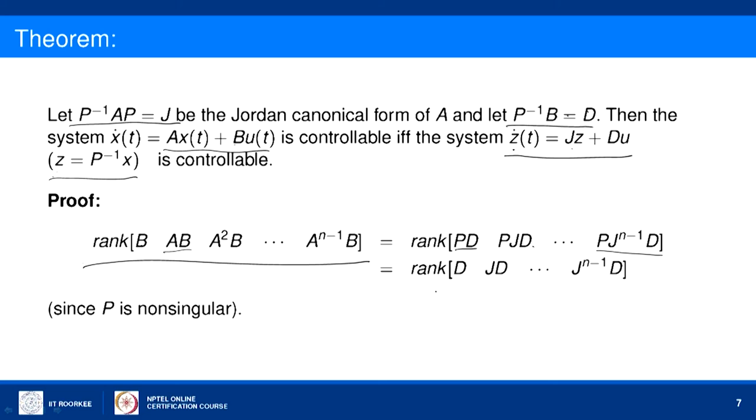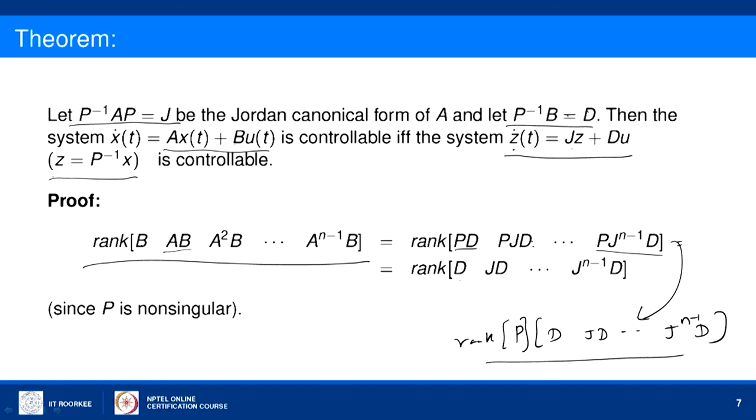So the rank of this is the same as the rank of D, JD, up to J power n minus 1 D, because we can take P out from here. This is equal to the rank of the matrix P into D, JD, etc. Because P is a non-singular matrix, it can be written like this, and the rank of this matrix will be the same as the rank of D, JD, up to J power n minus 1 D.